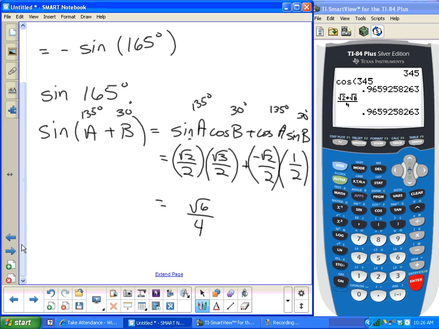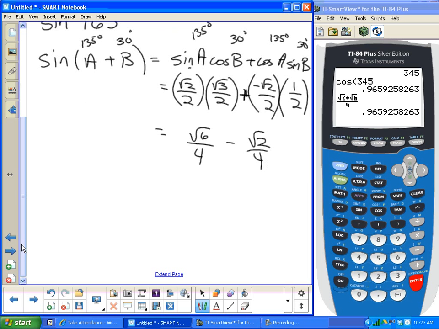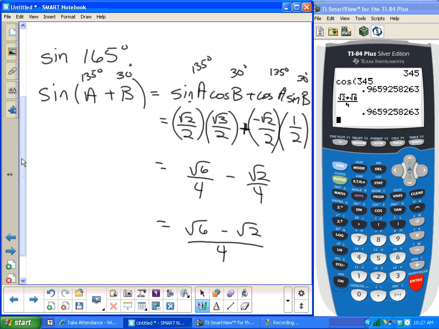I just want to go ahead and figure out your signs. You've got a plus and a negative, so that's going to end up being minus square root of 2 over 4. And now let's write it all over 4. So square root of 6 minus square root of 2 over 4. Now, recall what this was. This was the sine of 165.